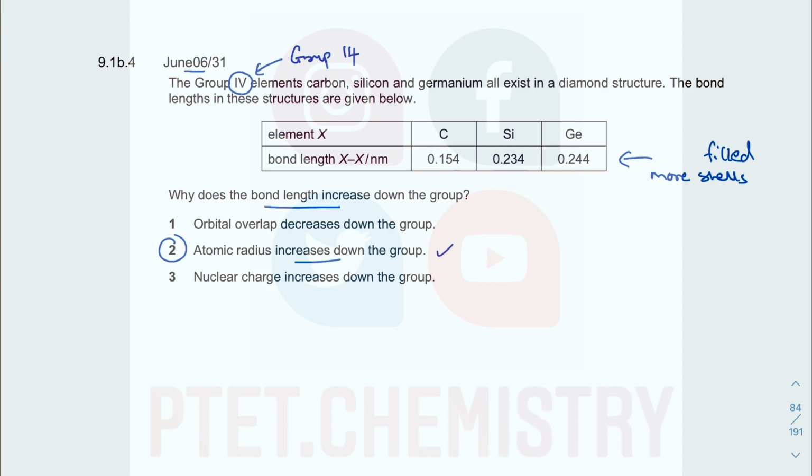Your orbital, if I now check number 1, your orbital overlap decreases, okay? So when we talk about the covalent bond, we need to overlap the atomic orbitals, okay? Either by hybridization or just by overlapping the atomic orbitals, okay?